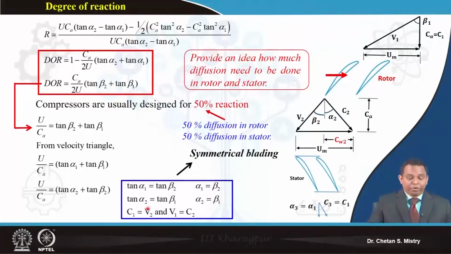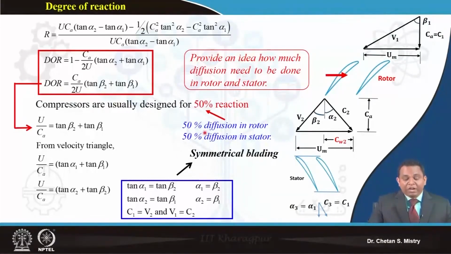Or in terms of velocity, my absolute velocity at the entry of my rotor and my relative velocity at the exit of my rotor are the same. In the same way, my relative velocity at the entry of my rotor, V1, and my exit absolute velocity both come out the same. So we will try to understand the physical meaning of that. If alpha 1 and beta 2 are the same, and alpha 2 and beta 1 are the same, then in your velocity triangle you will see a change of all these angles.